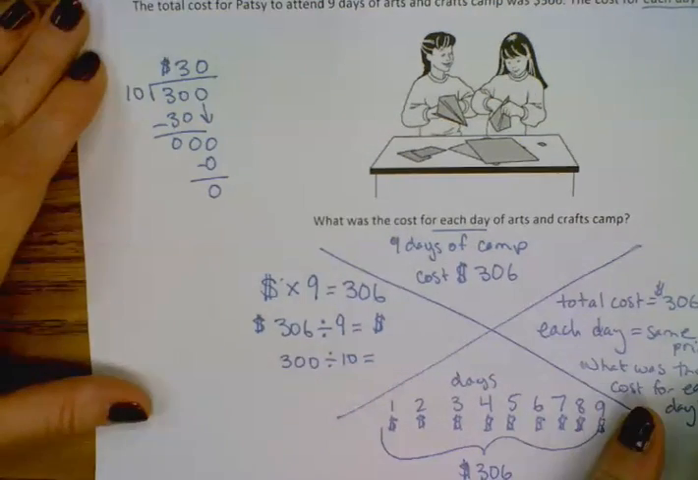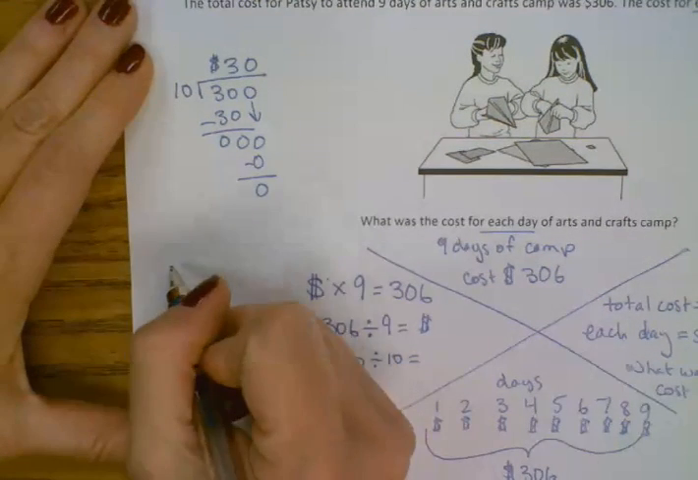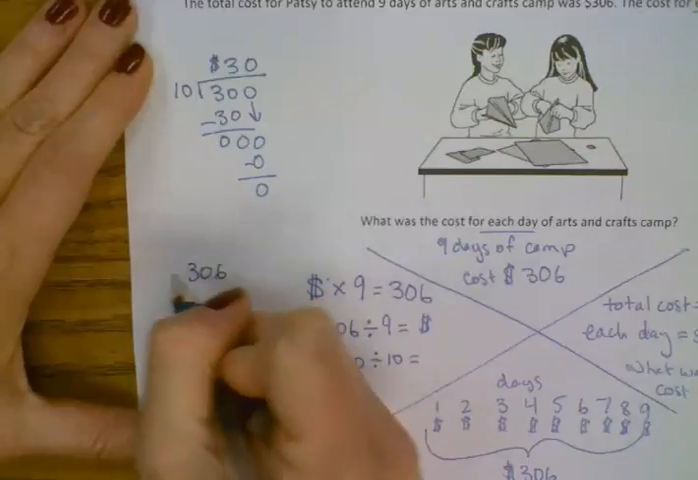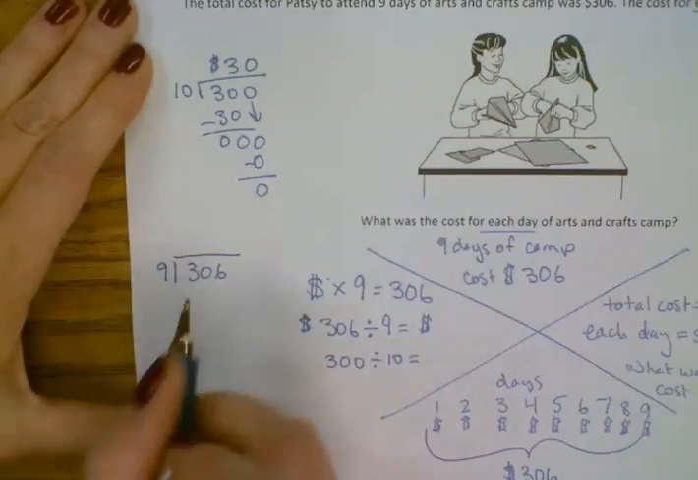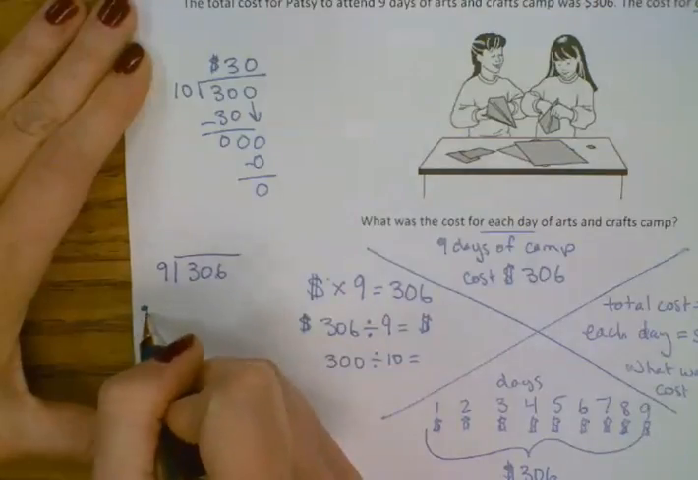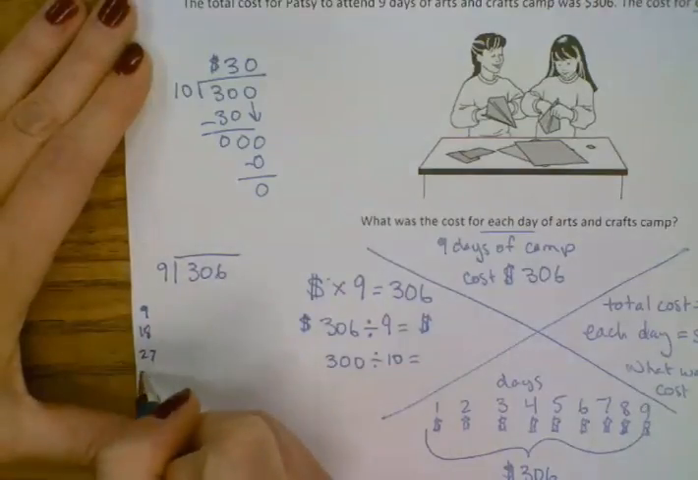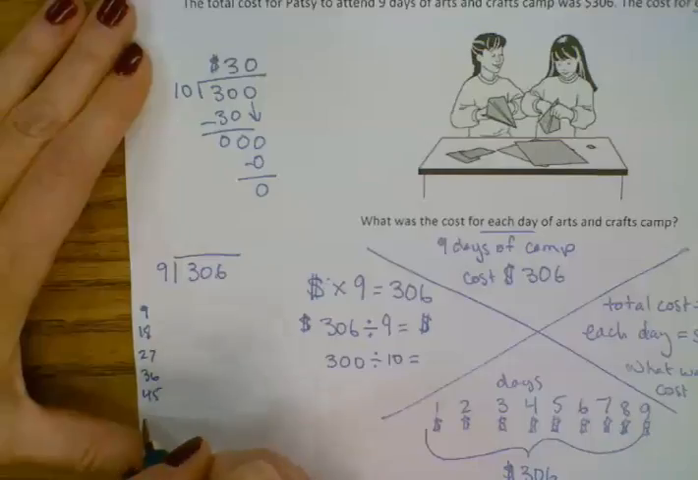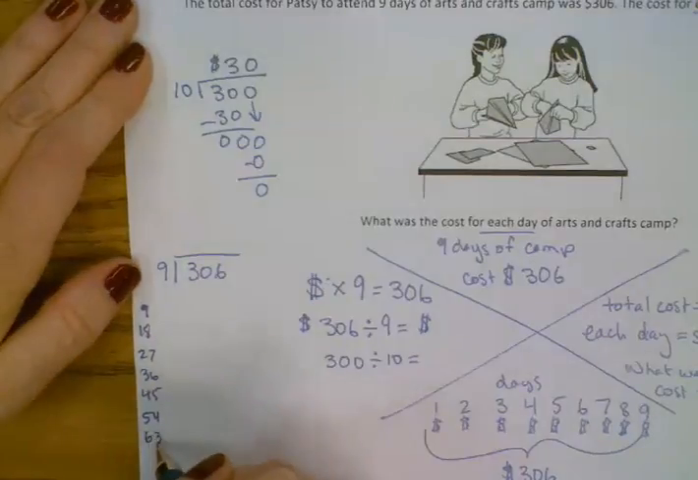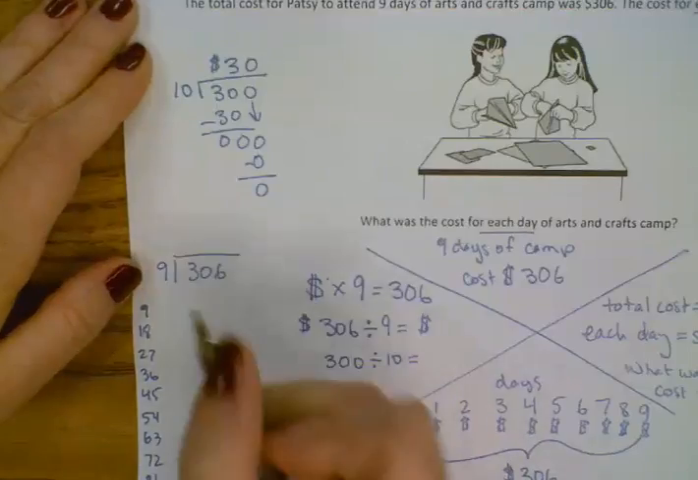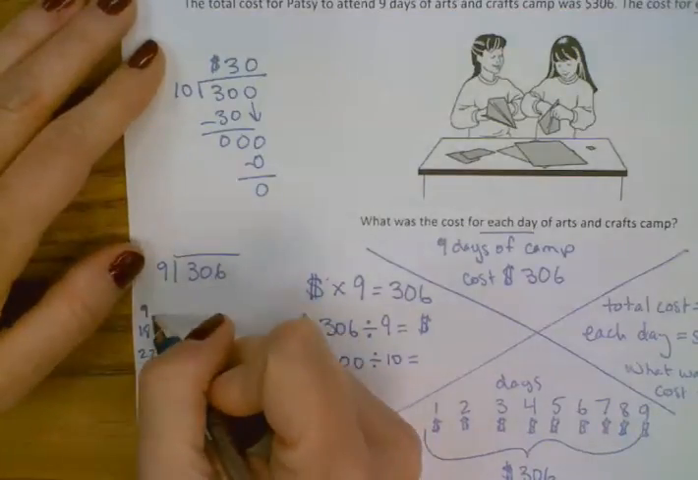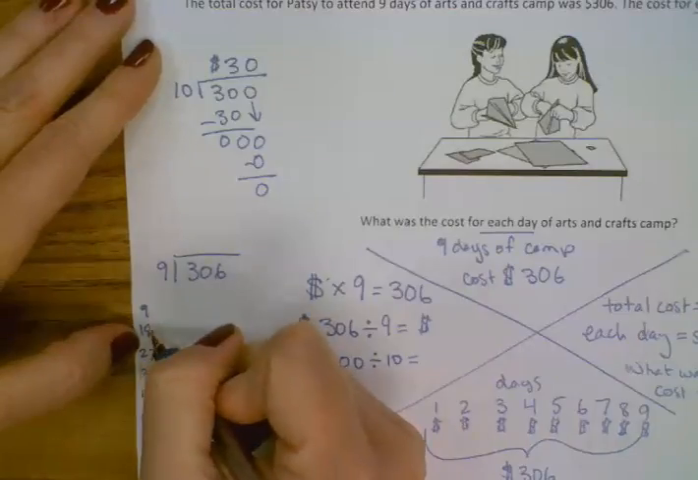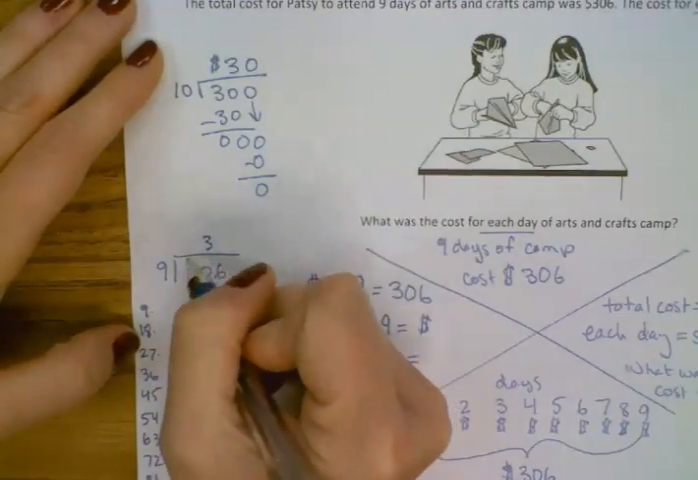Now I'm going to actually solve the problem. $306 divided by the 9 days will give me 1 day. The list of my multiples are 9, 18, 27, 36, 45, 54, 63, 72, 81, 90. 9 cannot go into 3, so I'm going to look at 30. 9 can go into 30. The closest it can go is 3 times: 1, 2, 3. 3 times 9 is 27.